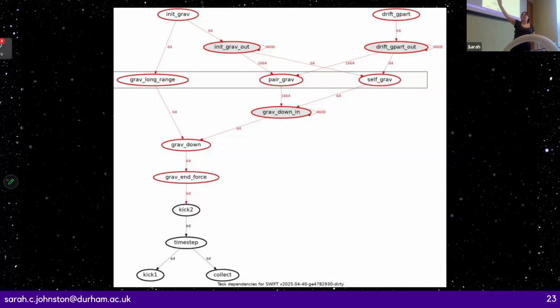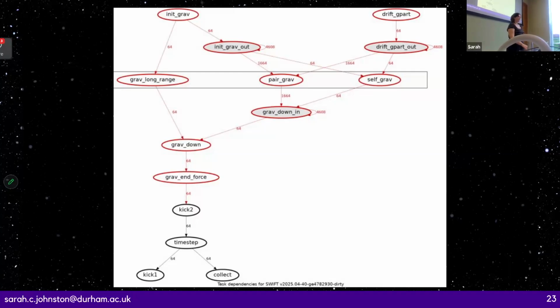And then from there, it needs to be passed down to grav down, which is basically the thing that finishes off the gravity calculations, and then it kicks, and then it moves our time step on. And this is, as I say, the simplest version of this. But you can see that if I went wrong somewhere with the pair grav or the self grav, that's going to ricochet down into our grav down function, which is going to ricochet into our kicks, which ricochets into our time steps, and so on and so forth. So you really need to be quite careful.